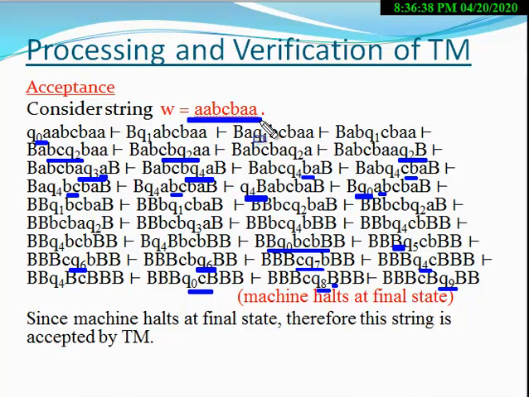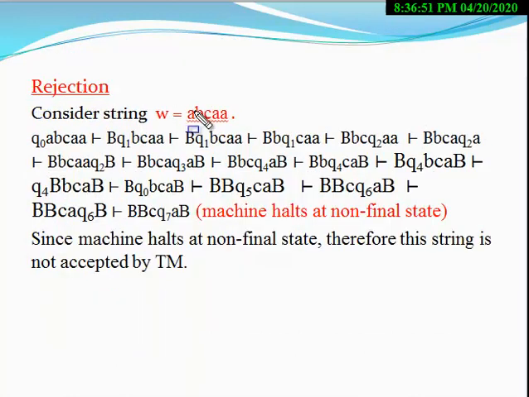Similarly, you can show the rejection part. This is the rejection part. Here we consider this string A, B, C, A. You have to self-check whether this string is rejected or not. If this string is rejected by your designed Turing machine, it means your machine works correctly, right? So this is the verification part.